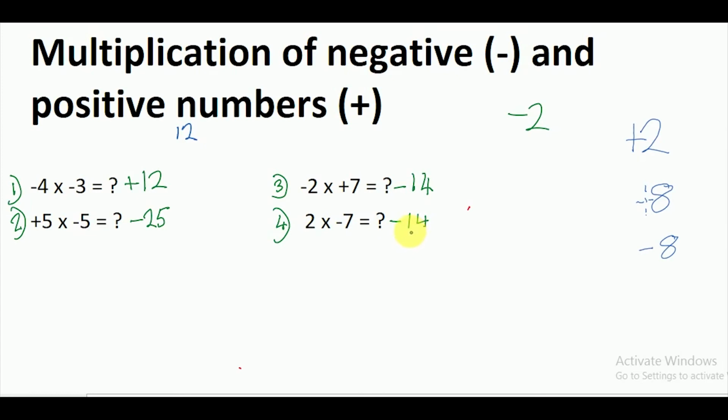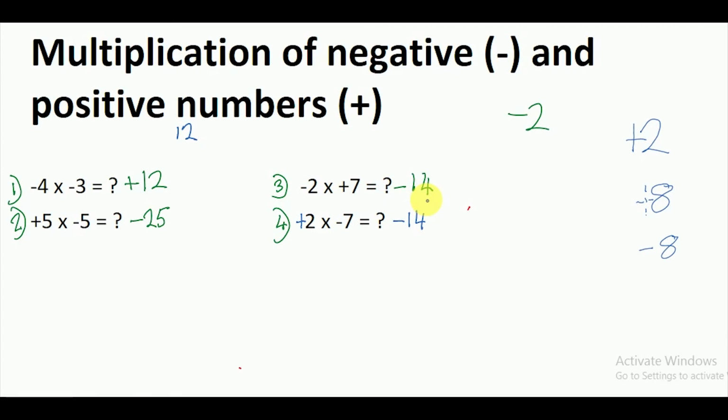Let me take it over again. This number 4. This 2 here has what? A positive sign, an invisible positive sign that we can't see. So that is plus times this minus, giving us what? A minus sign. Then 2 times 7 is what? 14. Very, very simple.